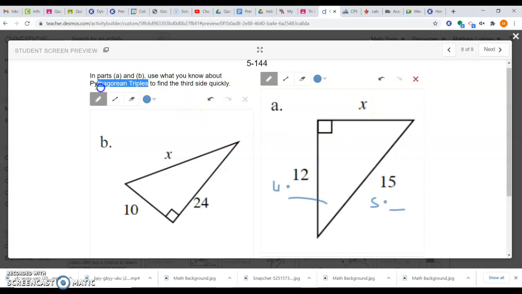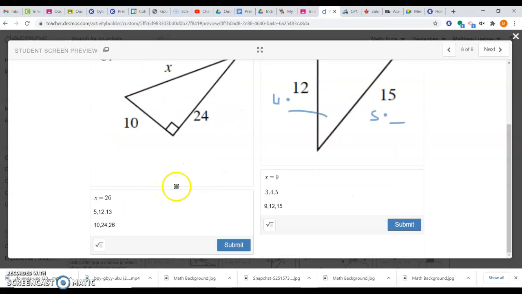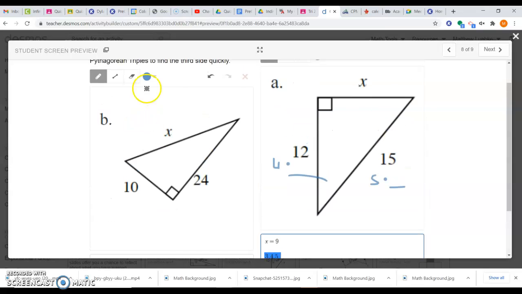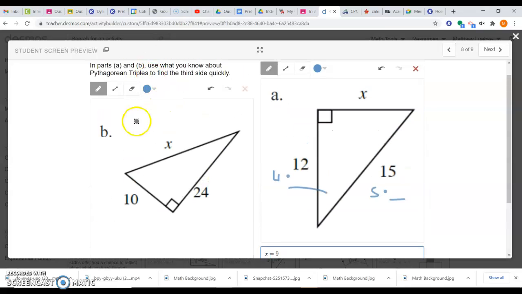Never forget, though, that if you're struggling with Pythagorean triples, you can always just use the Pythagorean theorem and solve as well. It's not as quick. This is a shortcut. It's quicker. It'd be nice to get used to it, especially because Pythagorean triples come back around in later mathematics. But you can always use the Pythagorean theorem if you have to.